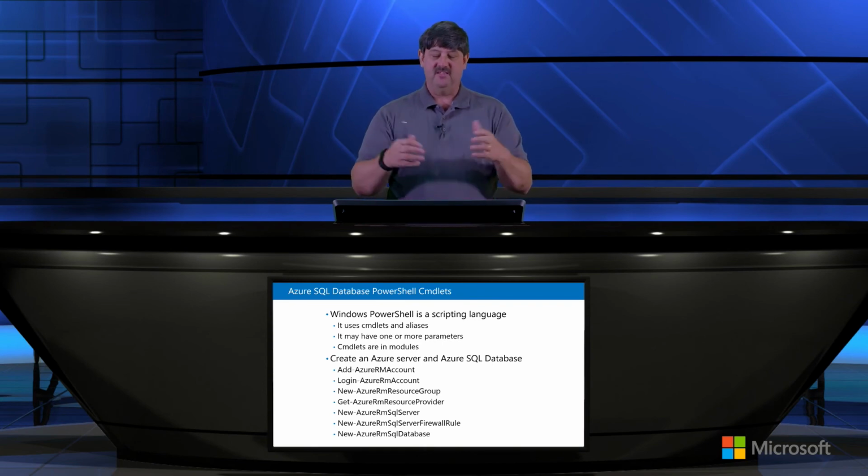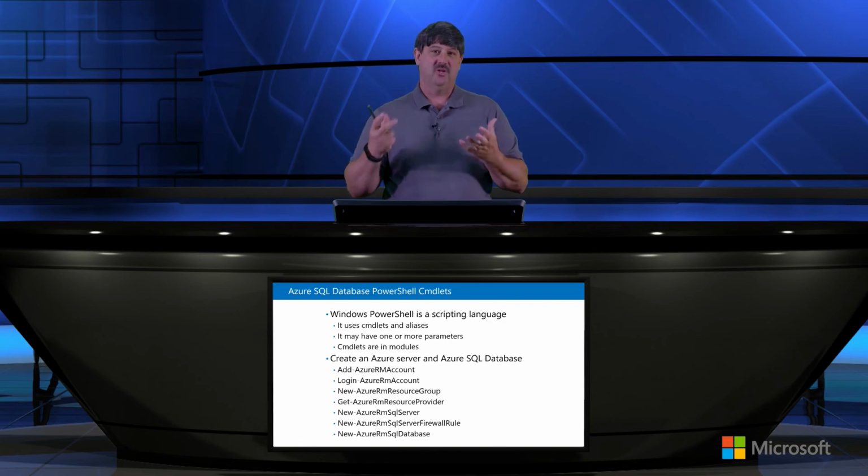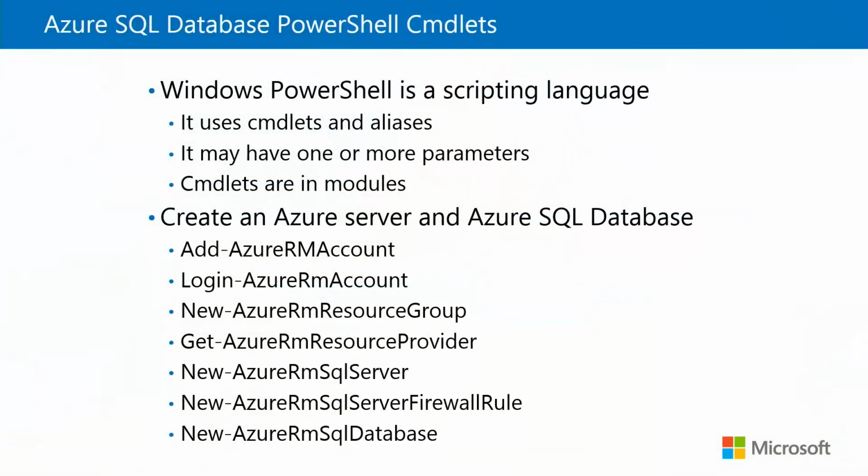I would then say new Azure RM resource group. And remember, resource groups in Azure are a container that hold all objects that are used for a specific function or service or component. I would then get the resource provider to make sure that I was connected to the Azure subscription that I wanted to.